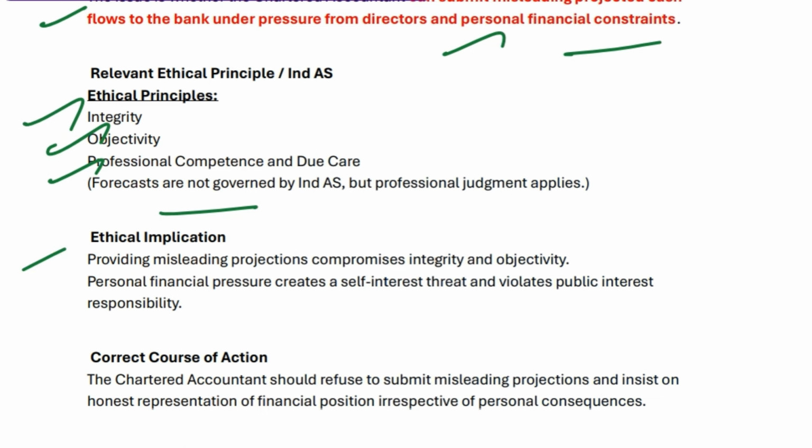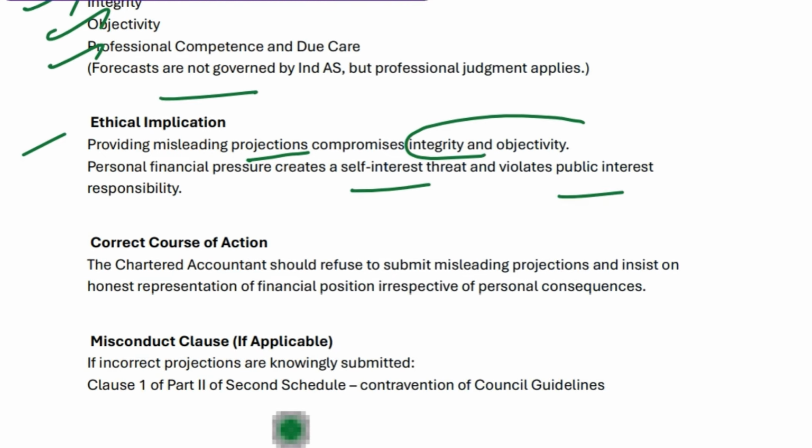What is the ethical implication? Providing the misleading projection is going to compromise two things, that is your integrity and objectivity, and also the personal pressure is going to create a threat. What is the threat? Self-interest threat, and it's going to violate the public interest responsibility, right? So what is the correct action you have to do as a CA? You should refuse to submit this kind of projection, and you have to insist on the honest representation of the financial position irrespective of the personal consequences. Whatever the personal consequences, let it be, but you have to present the honest representation, right?